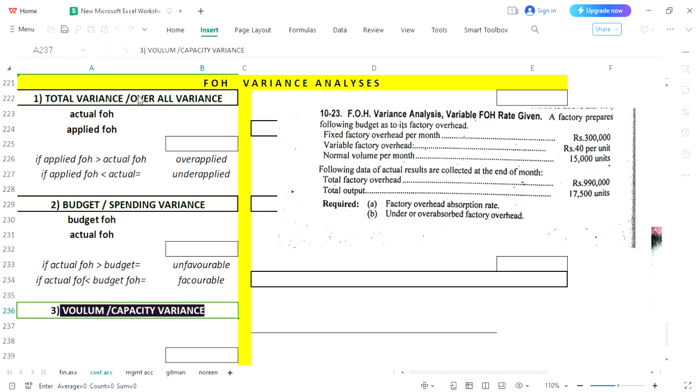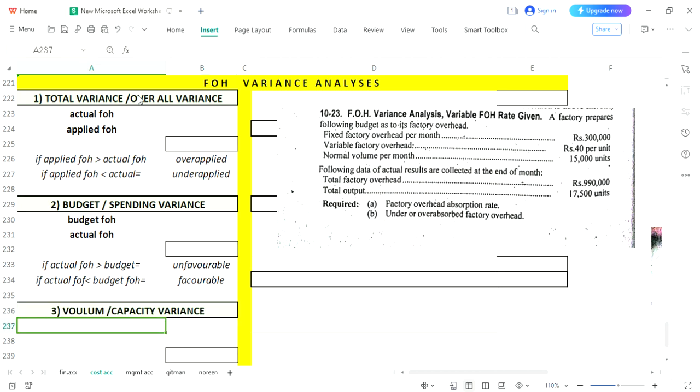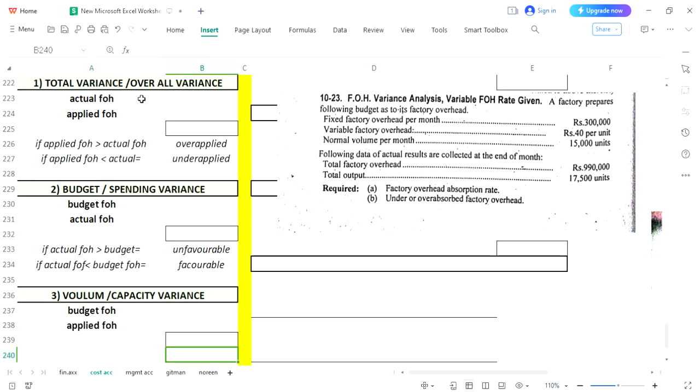You will be calculating it as a relationship between budget and applied. So first you will write budget FH and then you are going to write your applied FH. Here you will calculate the variance. How? By taking the difference of budget and applied, and next would be the target to see or conclude.